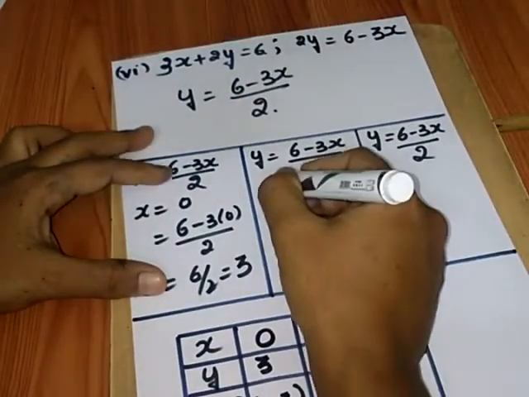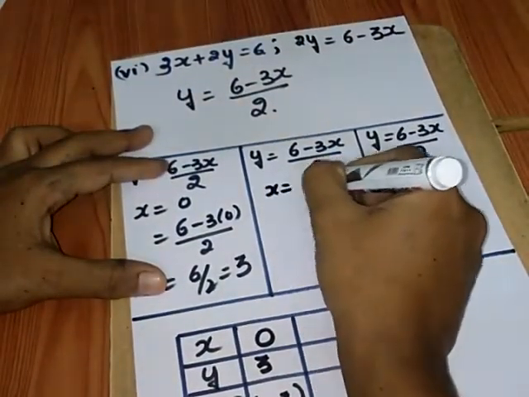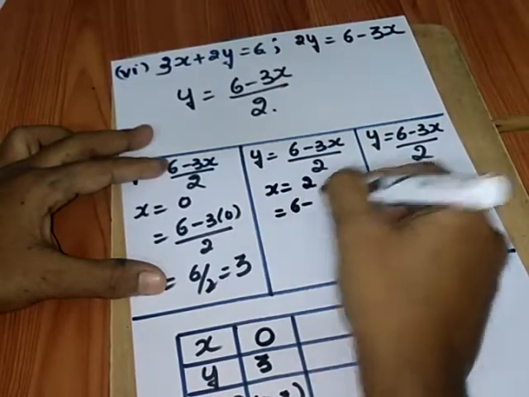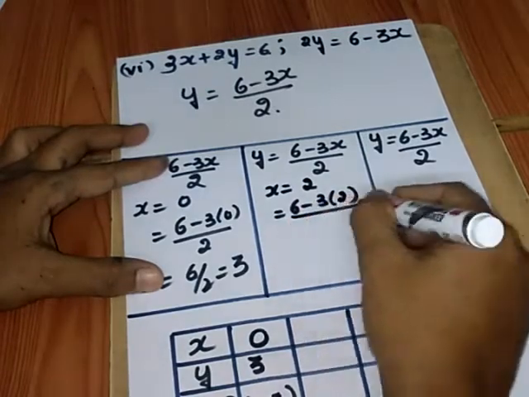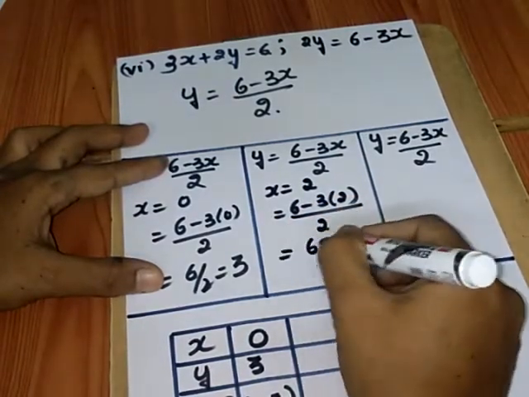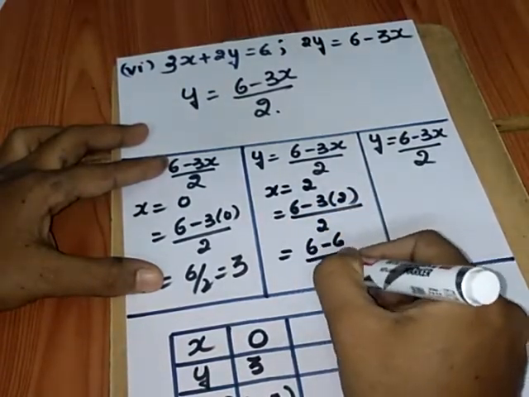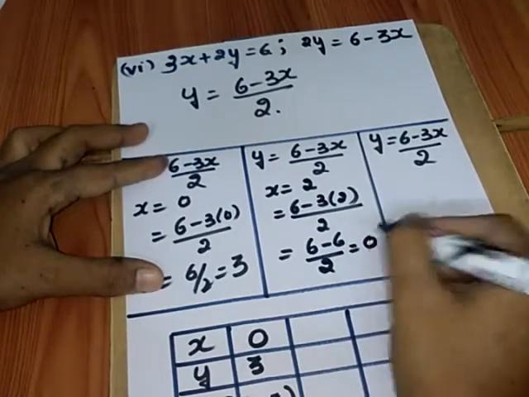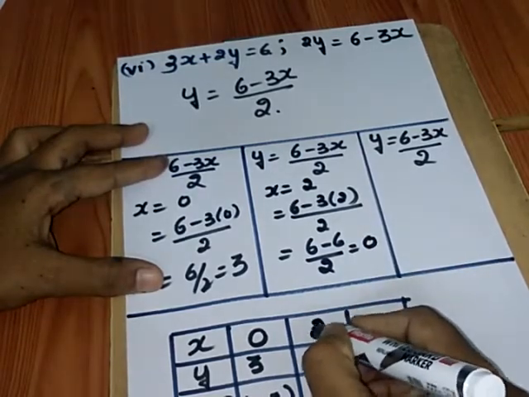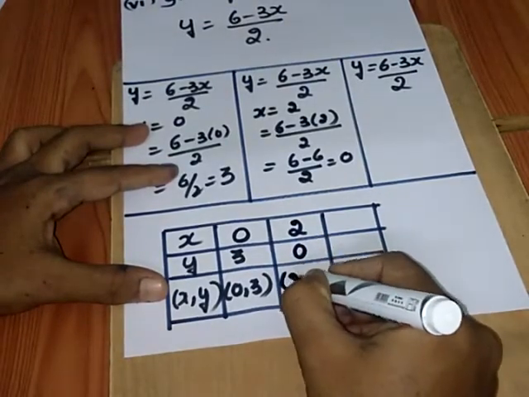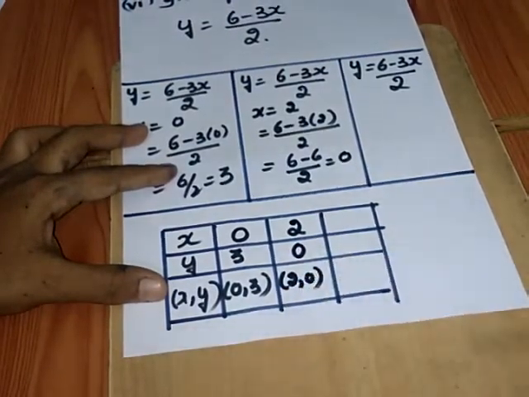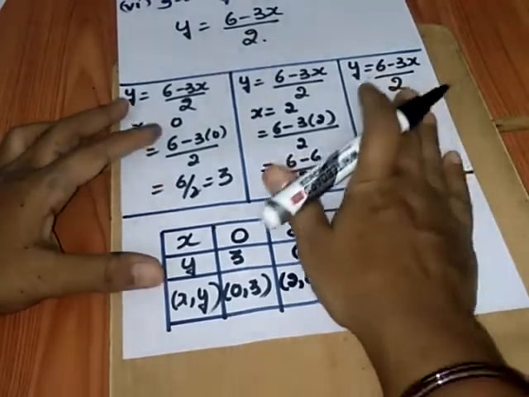Next, let me consider the value of x as 2. So 6 minus 3 into 2 by 2, that is 6 minus 6 by 2. Hence it is 0. So if the value of x is 2, then y is 0. The point to be plotted on the graph sheet is 2 comma 0.